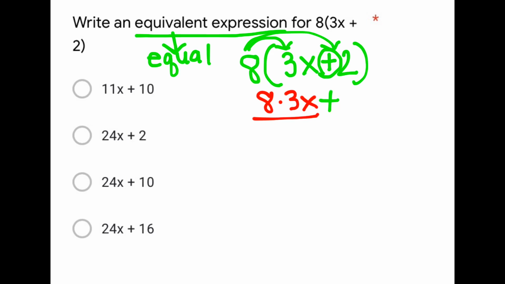And then we need to solve our next distributive problem, which would be 8 times 2. On the other side of our addition sign would be 8 times 2. Go ahead and solve that, and then mark the expression that is equivalent to 8 quantity 3x plus 2.